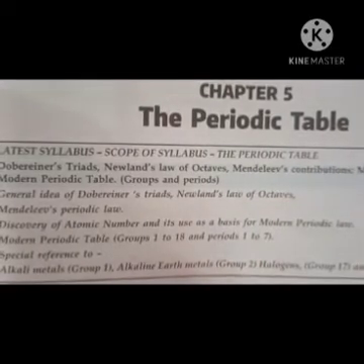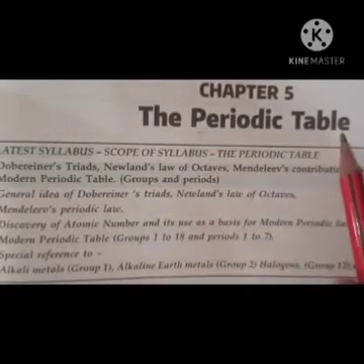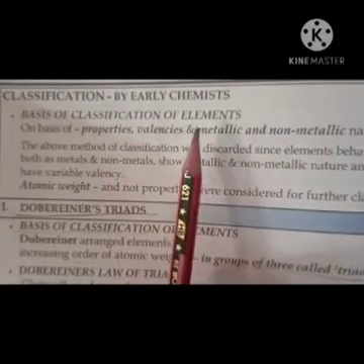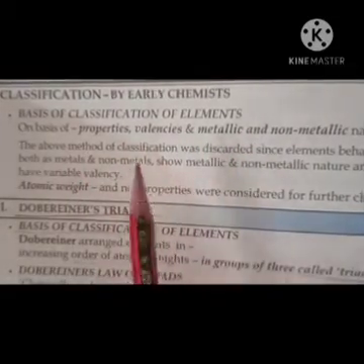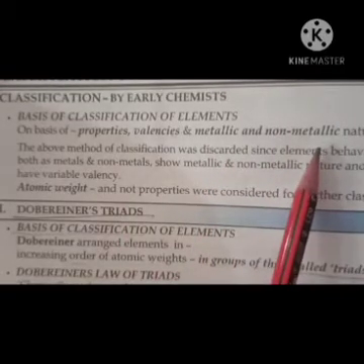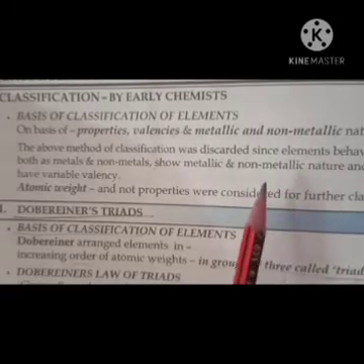All of you know that there are a total of 118 elements discovered till today's date, and to make their study easier, we arrange these elements in a tabular form, and that tabular form is called what? Periodic table. Many early chemists tried to classify the elements on the basis of their properties, valencies, metallic and non-metallic nature, but they failed to classify the elements in a proper sequence, right?